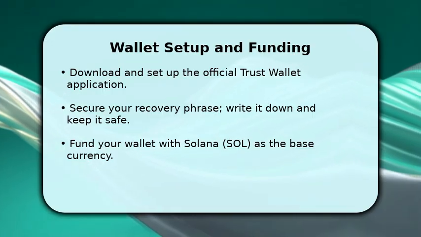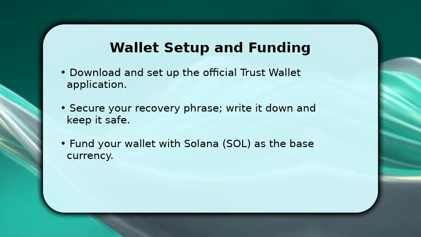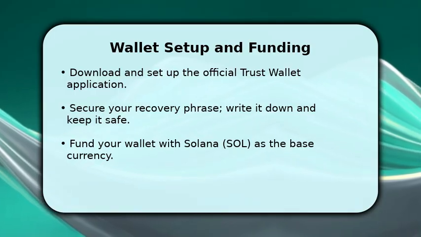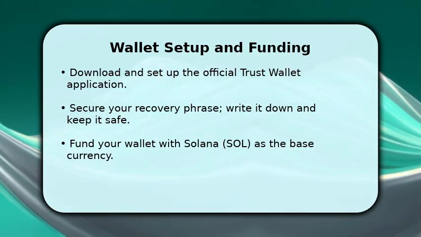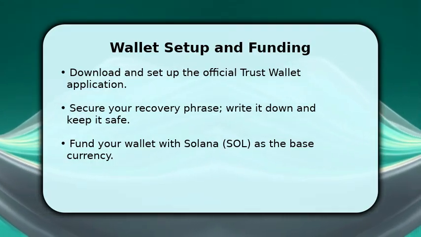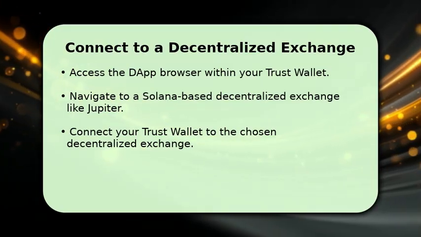Next, you'll need to fund your Trust Wallet with Solana, or SOL, which acts as the base currency for ZBCN on the Solana network. You can purchase SOL from a centralized exchange and then transfer it directly to your Trust Wallet's Solana address.